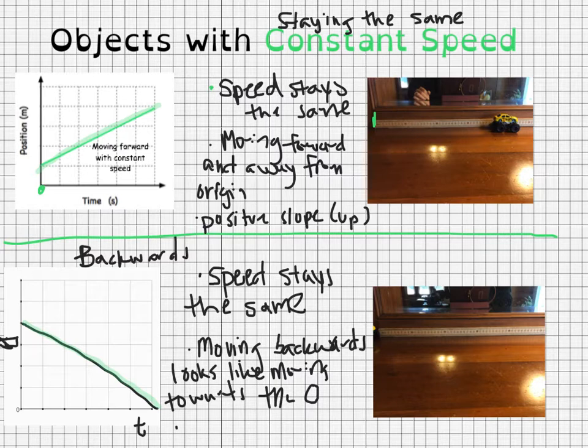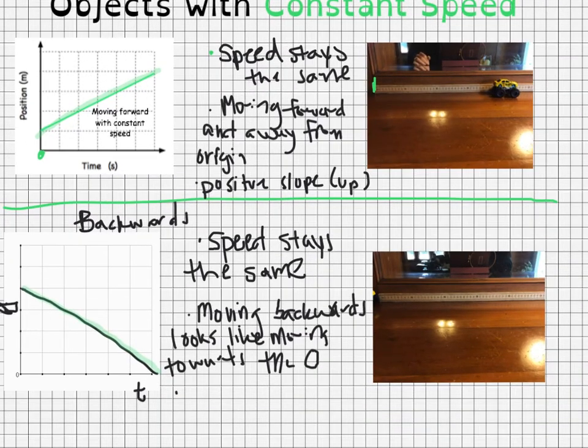And a backwards moving object with a constant speed, our slope is negative, or to keep it consistent with the rest of them, we'll write negative slope. Negative slope, meaning that our line is going down. This is another really good way to remember it as you start working through the problems.